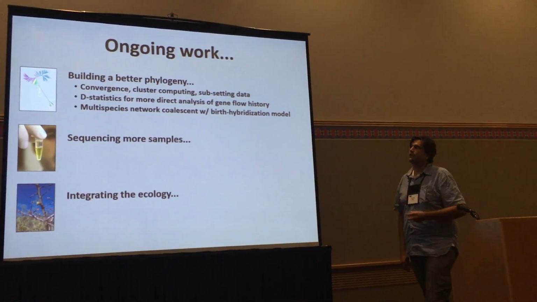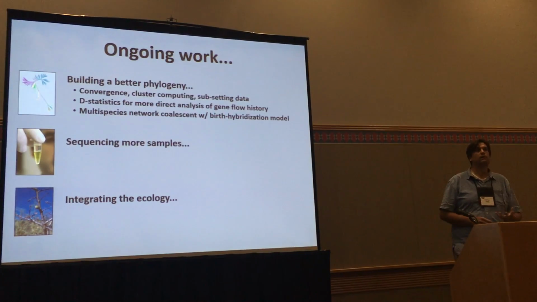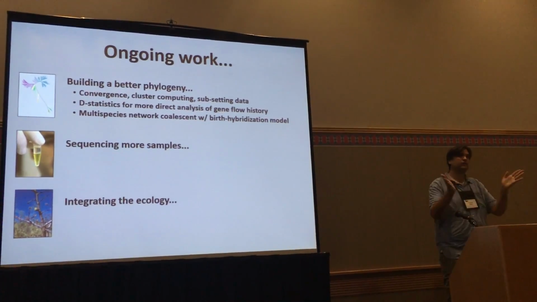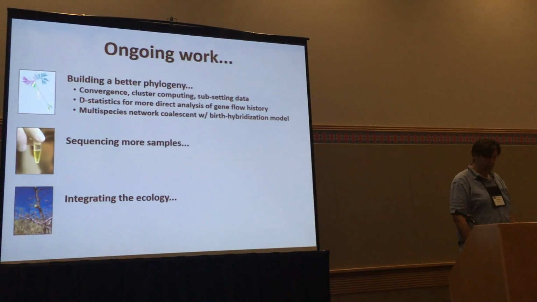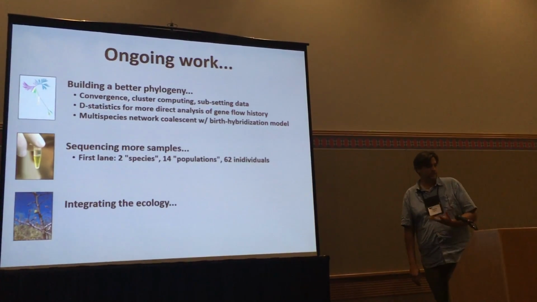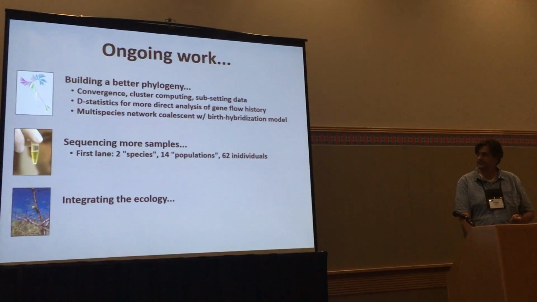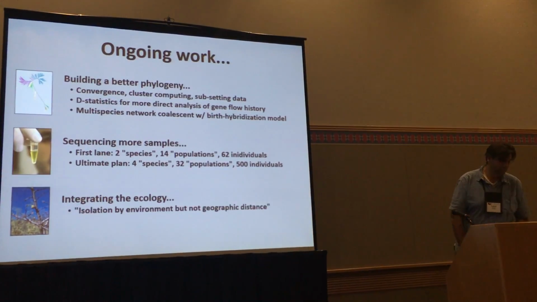Recently, I haven't had a chance to try it yet, but I've been interested in hopefully using a multi-species network coalescent, which uses a model that simultaneously infers branching events and reticulation events. I think that would be the best, but from what I've heard, it doesn't seem to work very well with genome data. The second piece of ongoing work is to keep sequencing more samples. So far I've only sequenced 62 individuals from this clade. Ultimately I want 500 individuals.